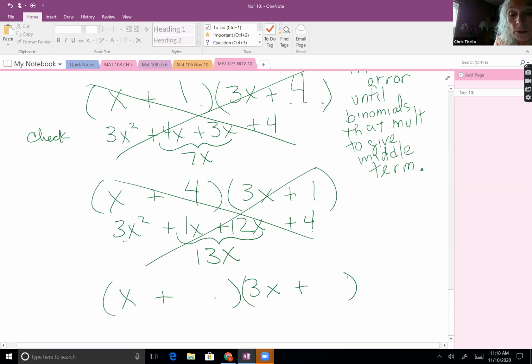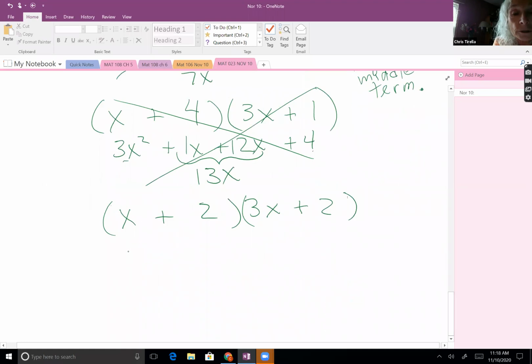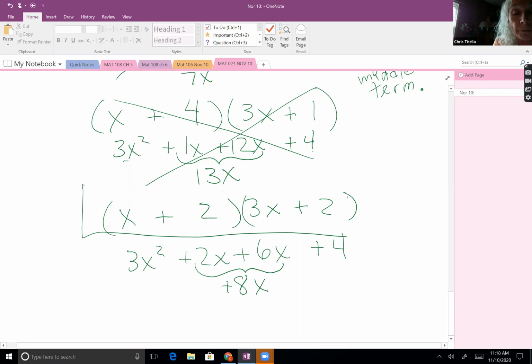The other option is the 2 and 2. First, 3x squared, outer plus 2x, inner plus 6x, last plus 4. And you see this does give me the positive 8x in the middle. And so this would be my factored form.